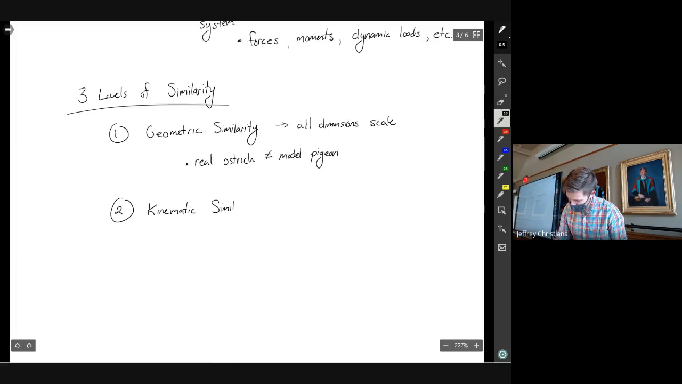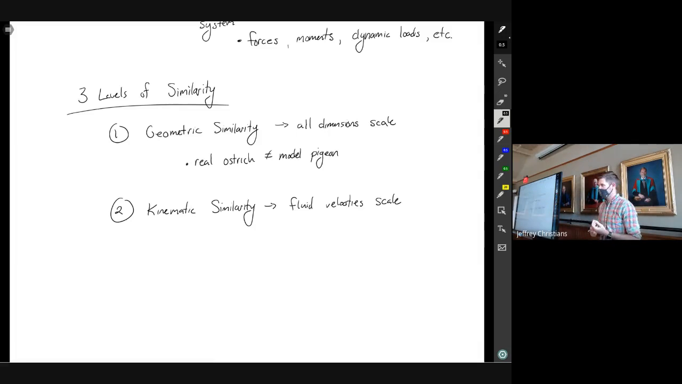Kinematic similarity. So kinematic similarity, the fluid velocities just differ by a scale factor. So geometric similarity, the shape, whatever it is you're looking at, is just a scale representation. And the same thing with kinematic similarity, the fluid velocities have to be just different by a scale factor.